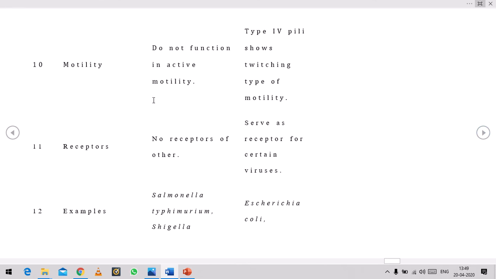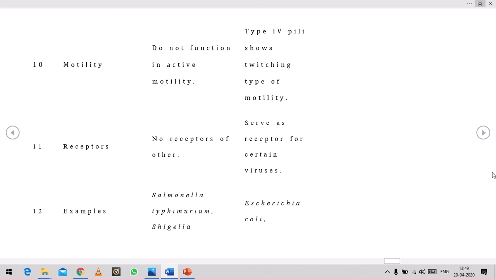Motility: fimbriae do not function in active motility, while type 4 pili show twitching motility. Receptors: fimbriae are not receptors for anything, while pili serve as receptors for certain viruses. They are not receptors for any other microorganism. Examples: Salmonella Typhimurium and Shigella.